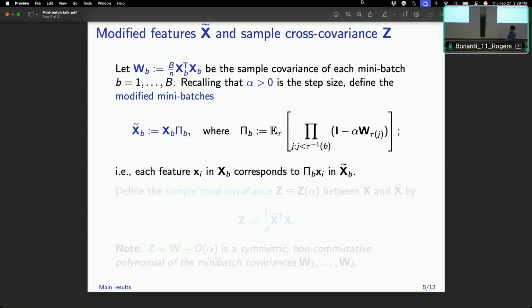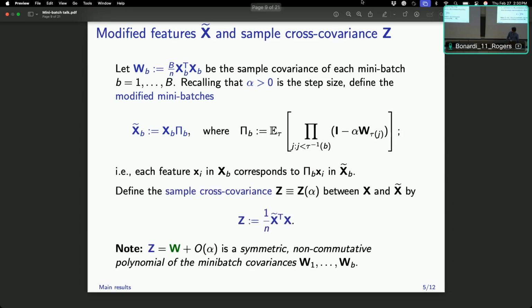So pi b looks a bit abstract, but if we ignore the expectation, it's accounting for the effect of all the other mini batches that appear before the current mini batch during the learning process, and what's learned because those mini batches have appeared before it during the epoch. The expectation is because we're considering the mean iterate, so it's an averaged analysis: the average effect of all the other mini batches that appear before it in a temporal way. From that, we define a so-called cross-covariance matrix between our features X and these modified features with a tilde, which we'll call Z.